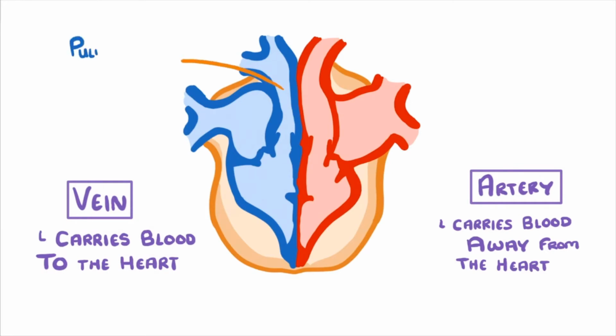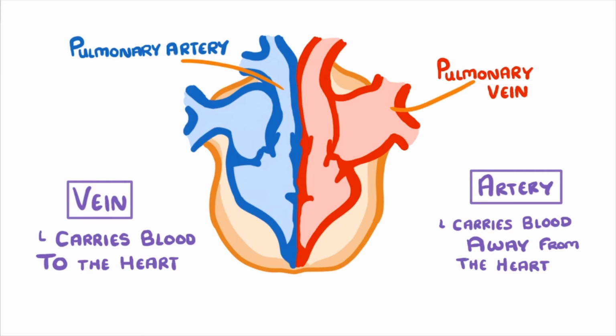For example, the pulmonary artery here carries deoxygenated blood, but it's still an artery because it carries blood away from the heart. While the pulmonary vein carries oxygenated blood, but it is a vein because it's carrying blood to the heart.